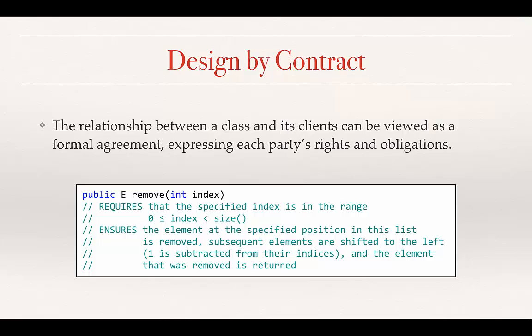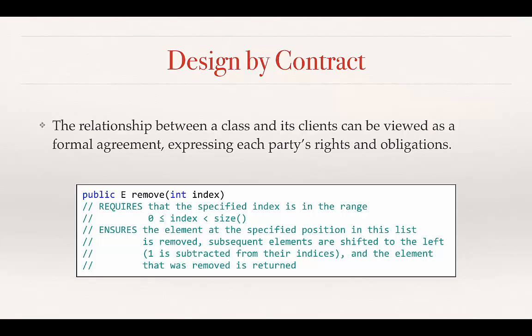Design by contract says that the relationship between a class and its clients, those who use the class, can be viewed as a formal agreement, expressing each party's rights and obligations. When we talk about design by contract in the context of an entire component, it can sometimes get complicated. But if we just focus on how this works method by method, it's fairly straightforward.